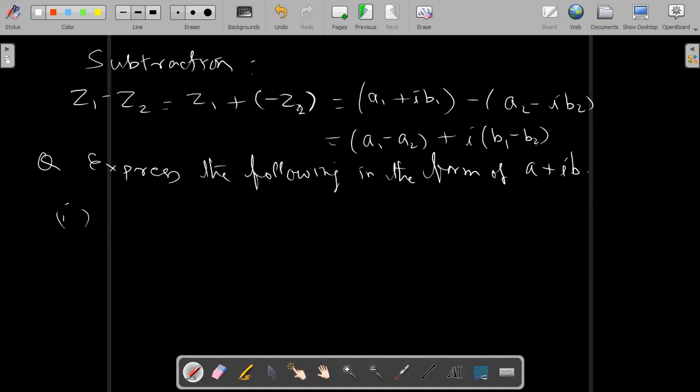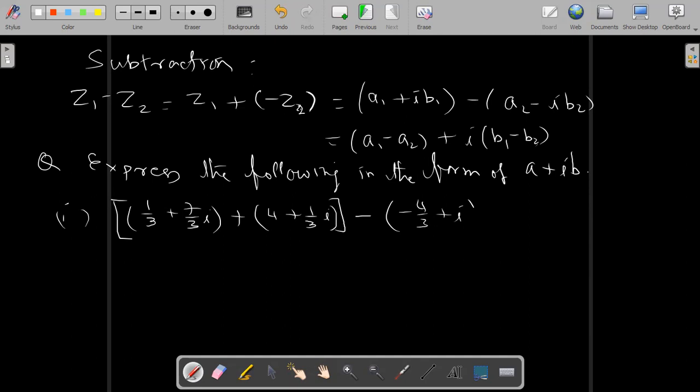The question is, we have given 1 by 3 plus 7 by 3 iota, plus 4 plus 1 by 3 iota, and it is subtracted from minus 4 by 3 plus iota. This we have to solve. So this is the addition. So first we will add.